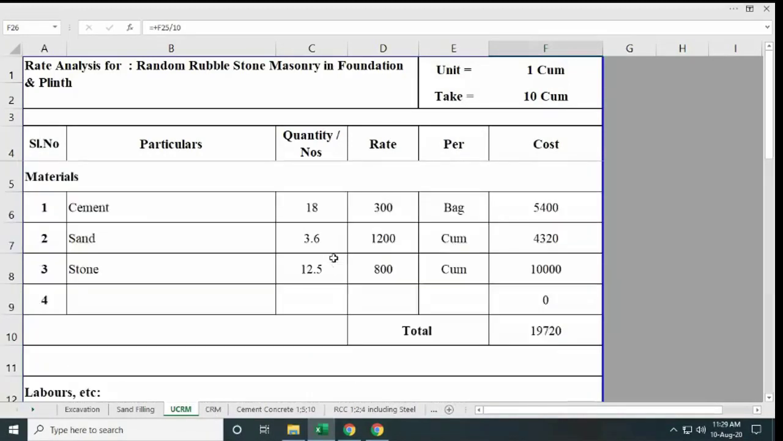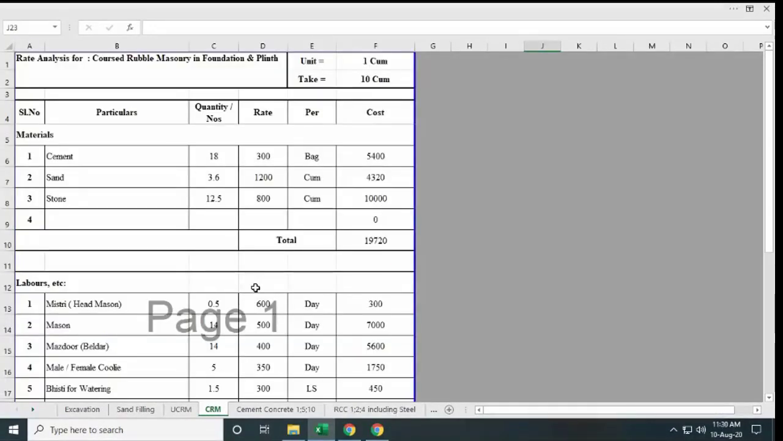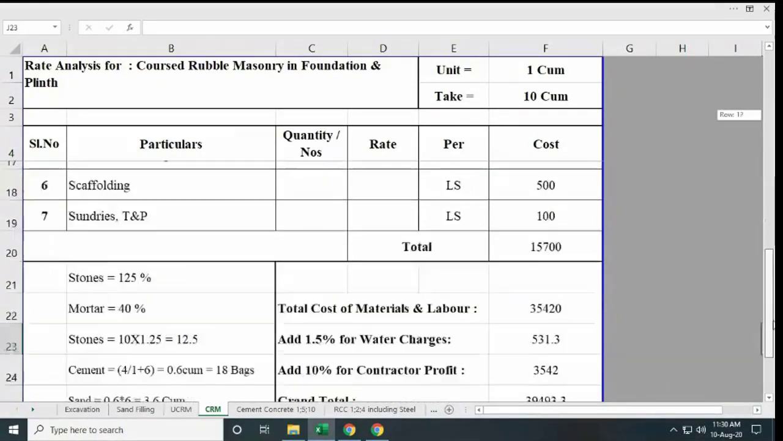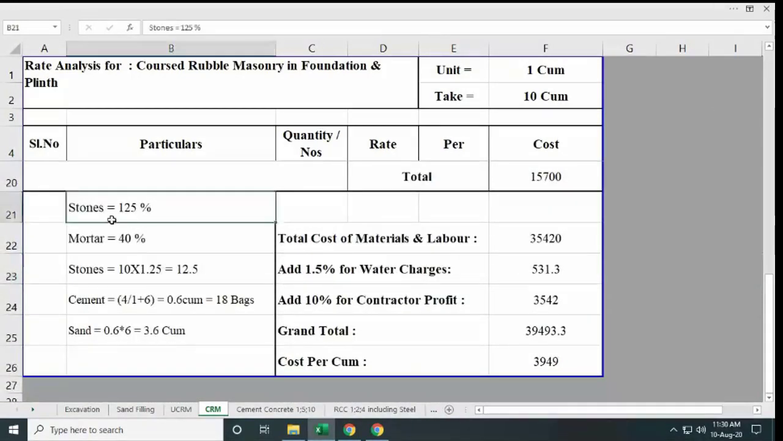This is regarding the random rubble stone masonry work. Then next is the post rubble masonry work. What happens is that almost this will also be the same. Only the mortar required will be less in the post rubble masonry work compared to the unposted or random rubble masonry. So instead of 42%, you can have it as 40% of 10 cubic meters.